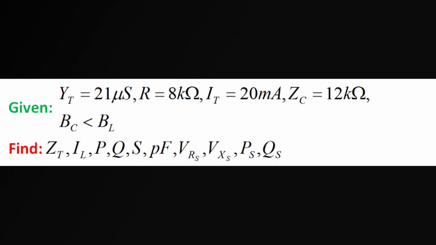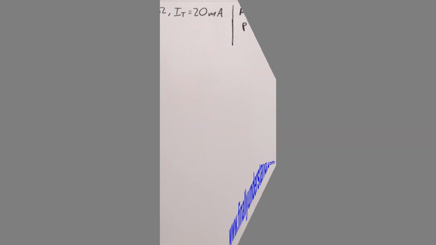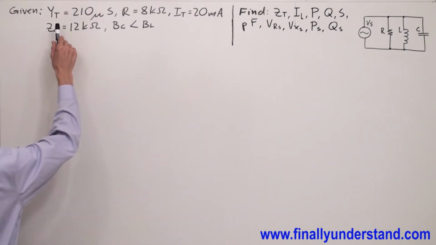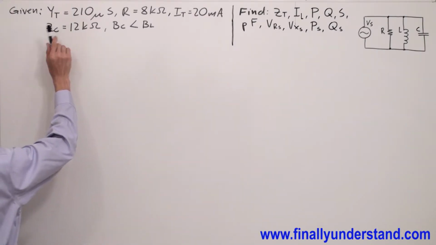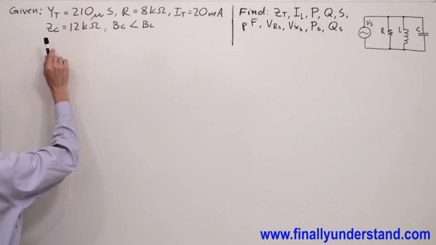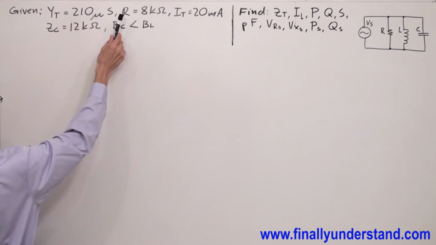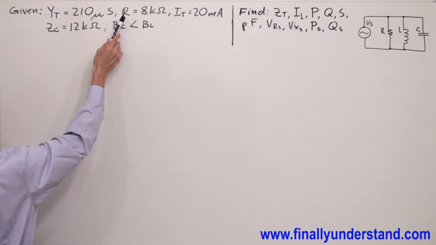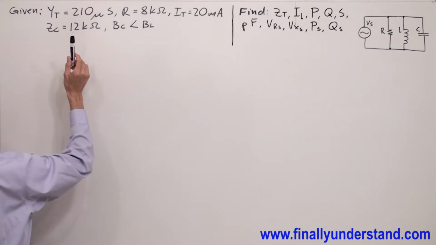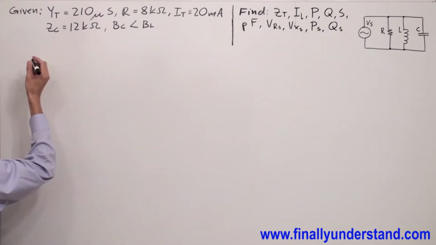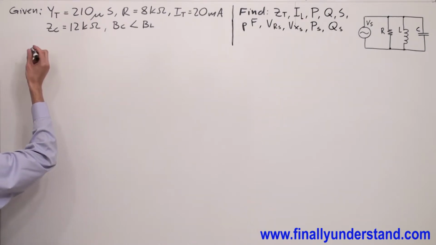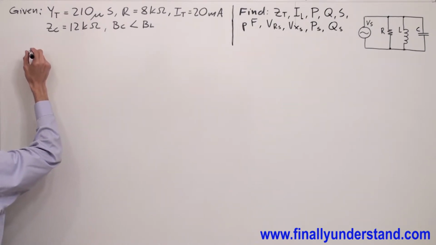We have another example on the board. We have to find Z total. Please notice that we have been given Y total. So if you have Y total, we can find the conductance and we can find the angle. Okay, so what I'm going to do right now is simply find the conductance.